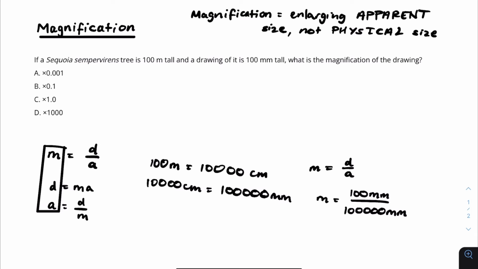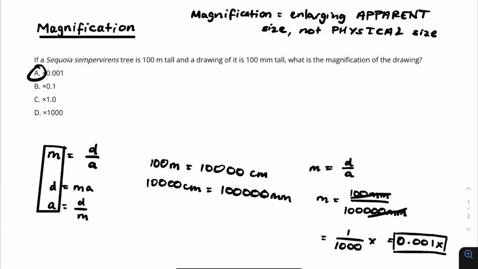If we just cross out the zeros, that's 2 zeros gone, and 2 more zeros. We're left with 1 over 1,000 times, which is equal to, just put that into our calculator, 0.001 times. So therefore, the answer is A. It's been magnified by 0.001 times.